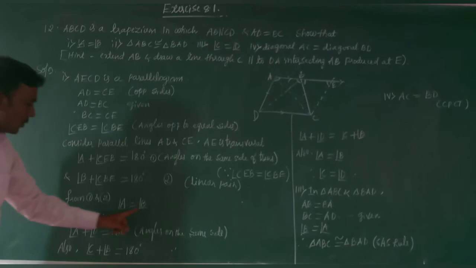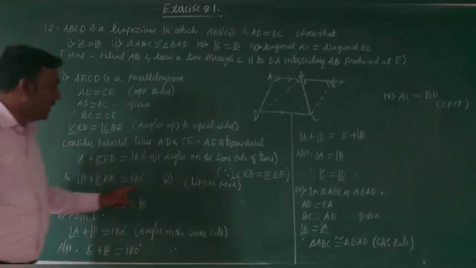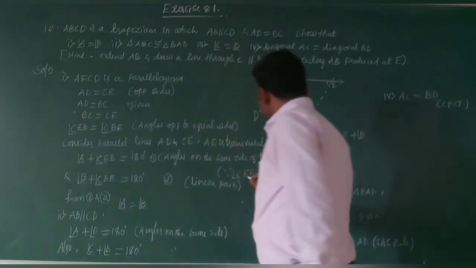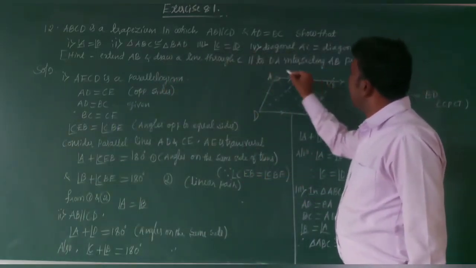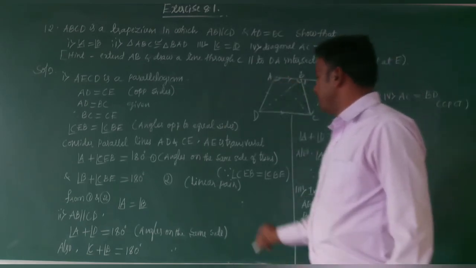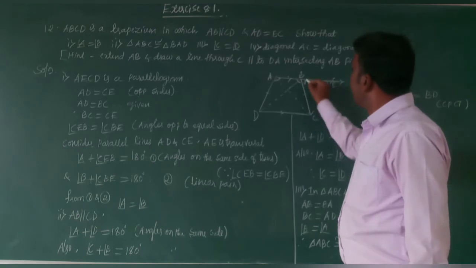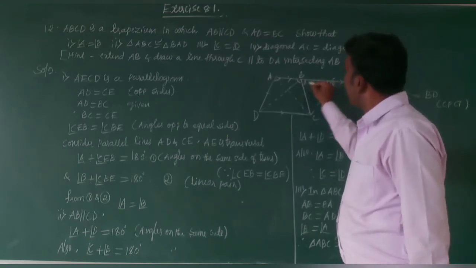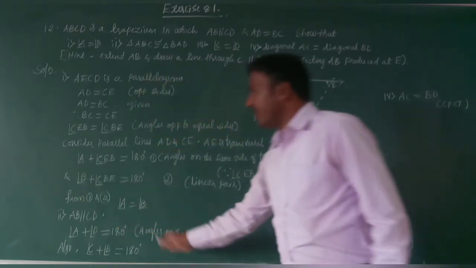From 1 and 2, angle A plus CEB is equal to 180 degrees, so angle A is equal to angle B, because angle CEB is equal to angle CBE. These two angles are equal, already we proved. Therefore, here angle A is equal to angle B.